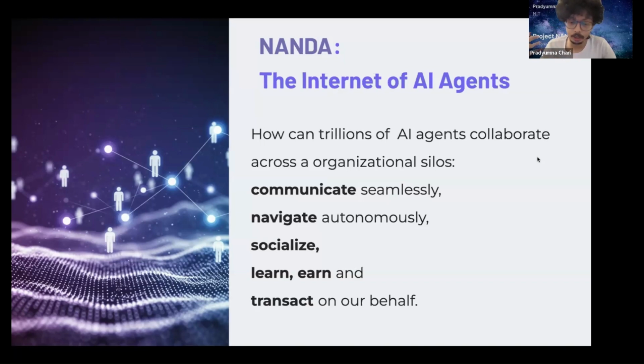We would have to build technologies, tools, and services that can allow them to communicate, navigate, socialize, learn, earn, and transact on each other's behalf. This is what we're trying to build as part of the Nanda Internet of AI Agents project.